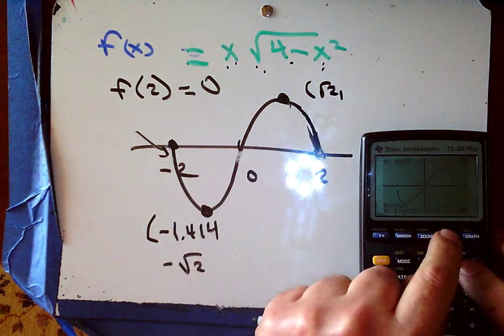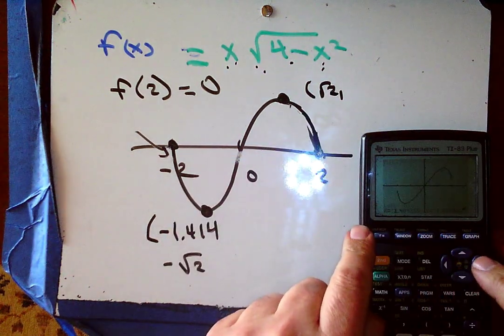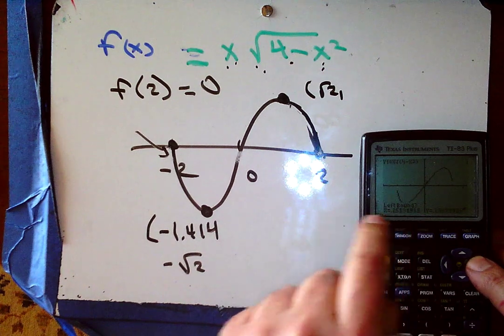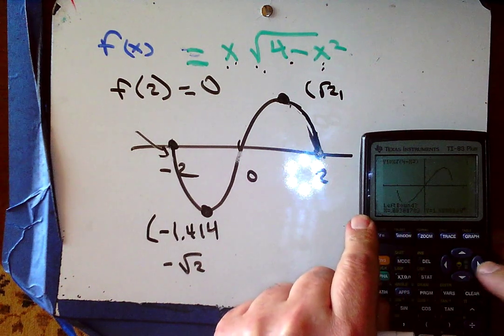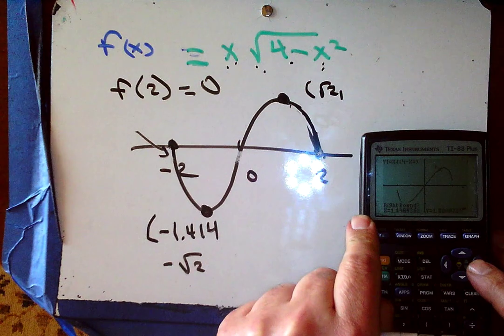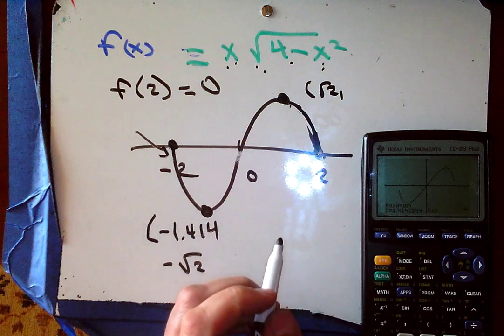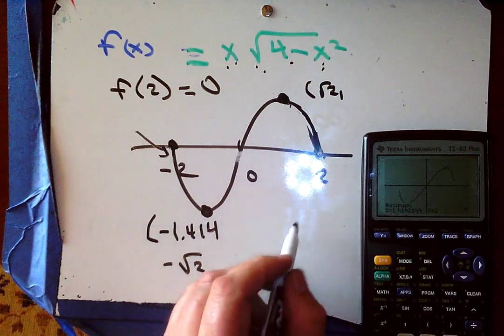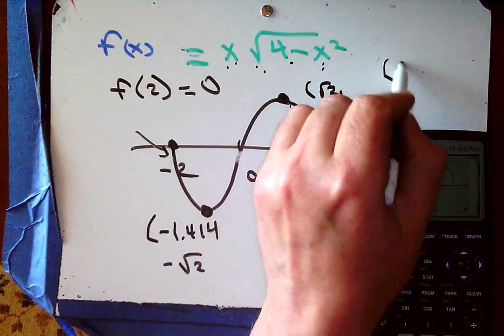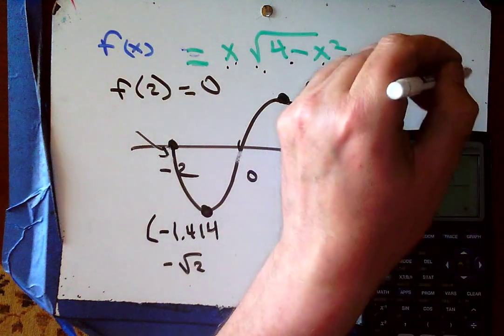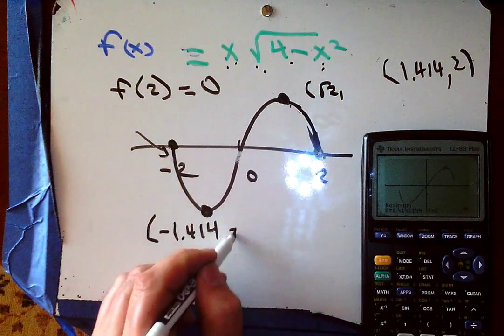Let's just check. Second, calculate maximum. Bring my cursor close to that maximum, but stay on the left side of it. Okay, hit enter. Now I move to the right side of that maximum and hit enter. And no, I don't want to guess, so I hit enter again. And look, I get positive 1.414. So yes, root 2 is the value. This is 2, and this is 2.